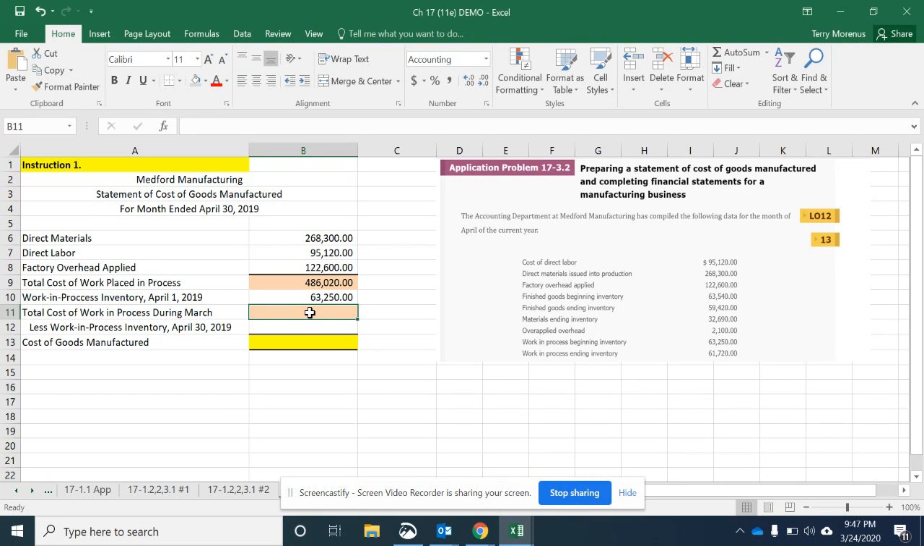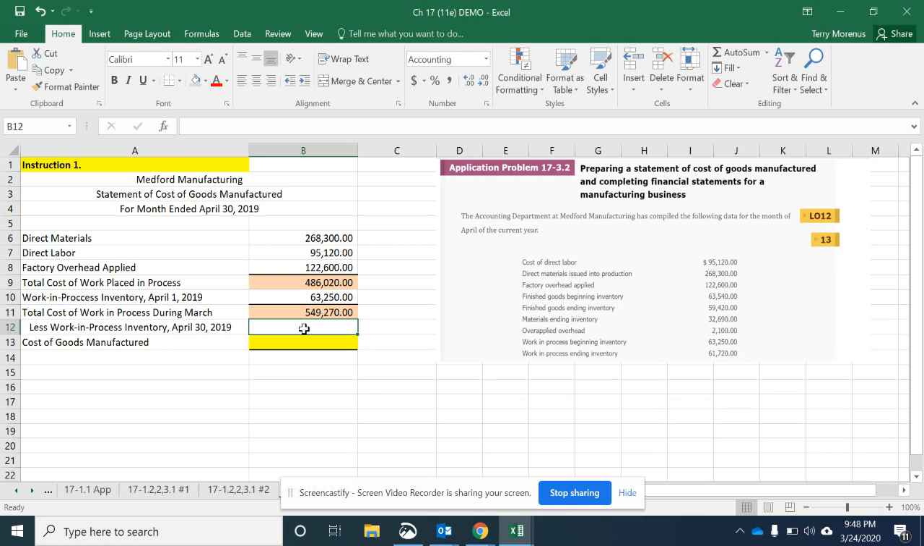All right, and then we're going to add these up. What I did is I put in this kind of peach color where we're going to be adding. These are totals, so we'll put a little equal sign in there. We're going to add up the 486 plus the $63,250, and we've got $549,270 total cost of work in process during the month.